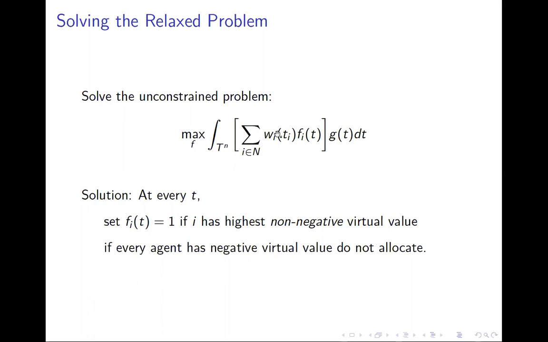Yes, sir. Suppose there are two agents who have w_i(t_i) strictly positive. So we will see which of the agents has the highest w_i(t_i), and we will set F_i(t) equal to 1 for that agent, the maximum possible value, and 0 to the other. Anything else will be suboptimal, right?